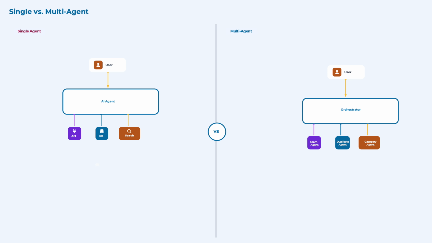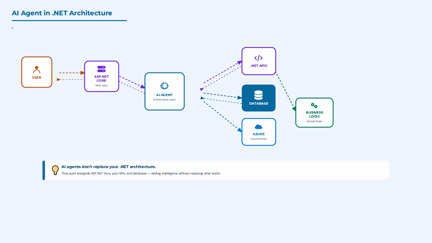Because more agents can also mean more complexity, more AI calls, more latency, more cost, and more things to monitor. So the best architecture isn't necessarily the one with the most agents. It's the one that solves your problem effectively. Now let's bring this back to .NET.